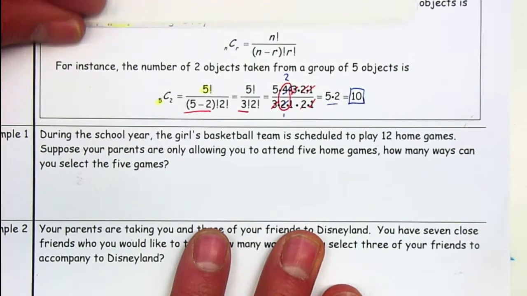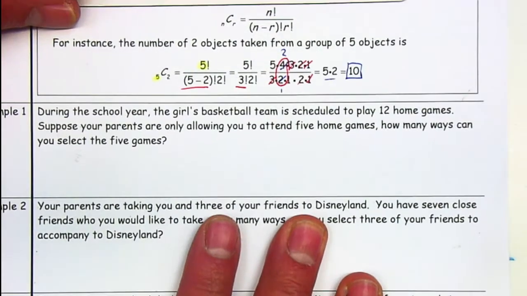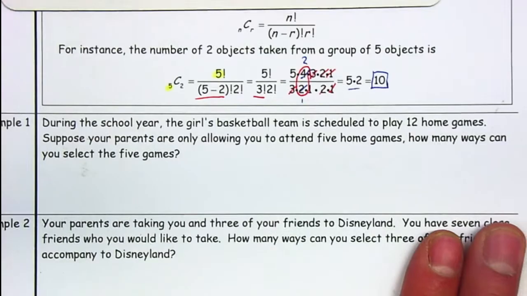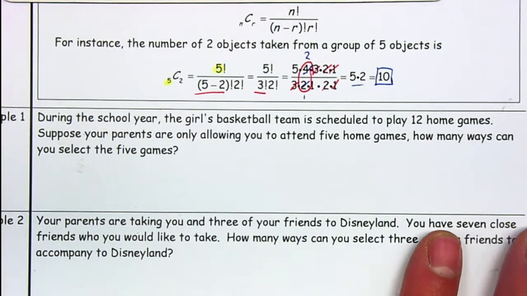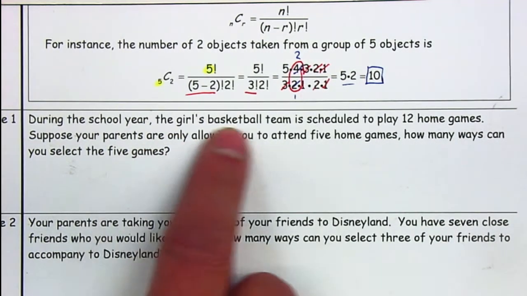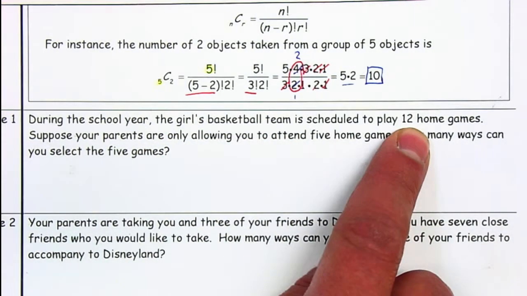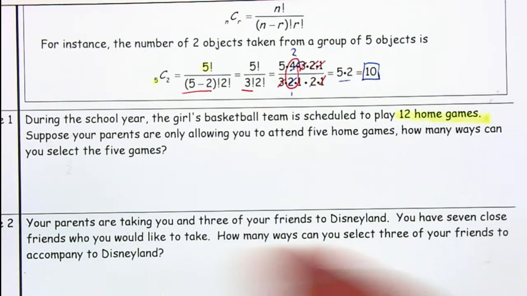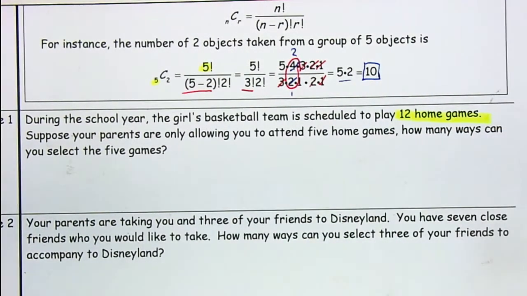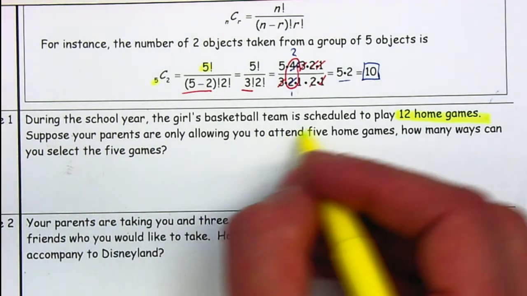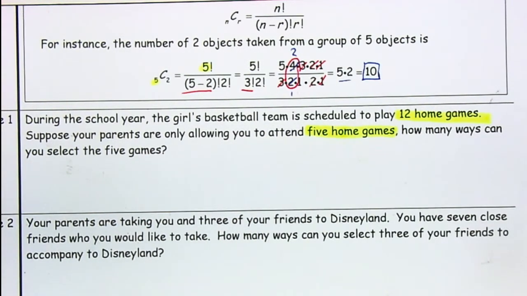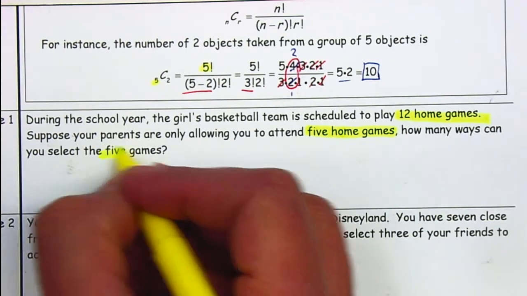So we have example number 1. It says, during the school year, the girls' basketball team is scheduled to play 12 home games. So we have a total of 12. Suppose your parents are allowing you to attend 5 of those games. So you can only take 5. How many different ways can you select 5 games?